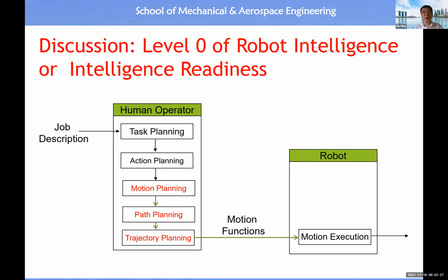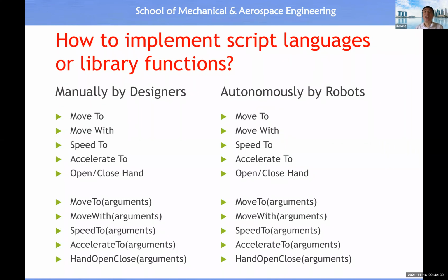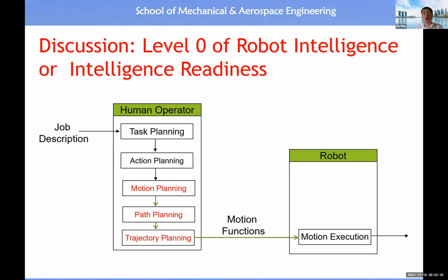Now come to this question: how to achieve autonomous motion planning by robot? Then we can come up with this term, which I call level 0 of robot intelligence, or level 0 of intelligence readiness. For today, most robots are at this level. So it means the intelligence readiness of today's robot is level 0.